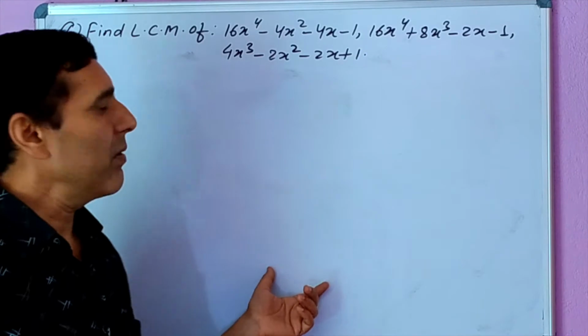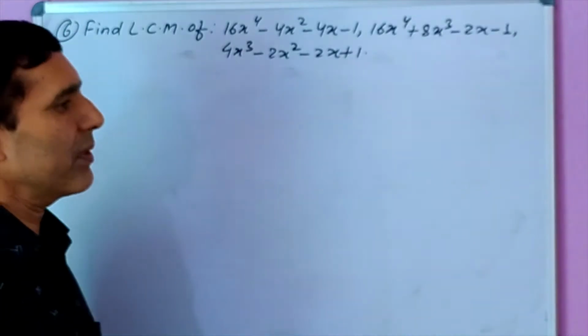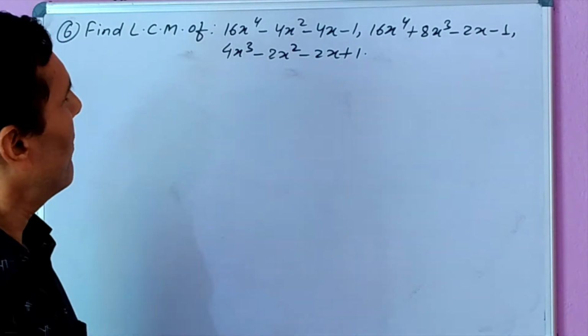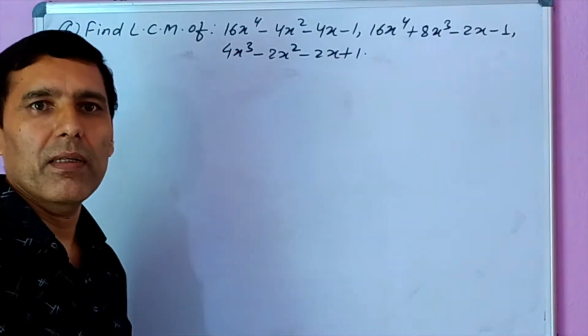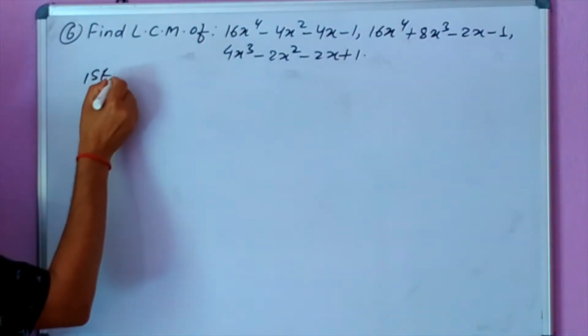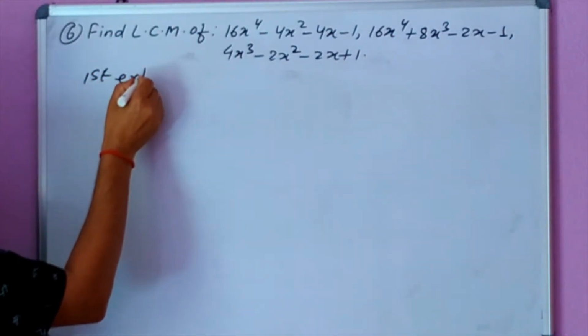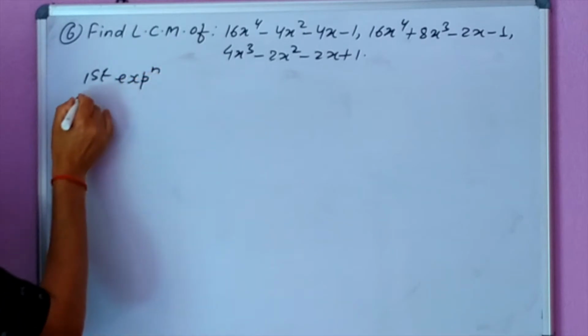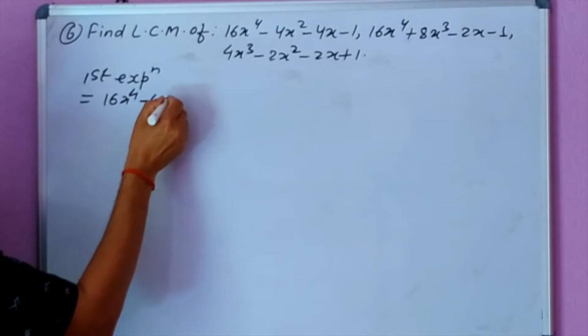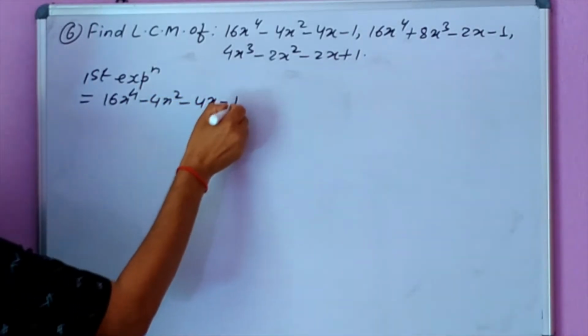Guys, here we have another question to find the LCM. Question number 6. There are 3 expressions to find LCM. Let's factorize these expressions one by one. So the first expression is 16x power 4 minus 4x square minus 4x minus 1.